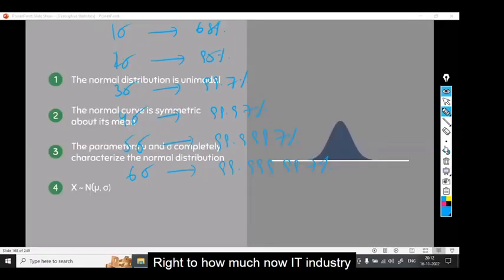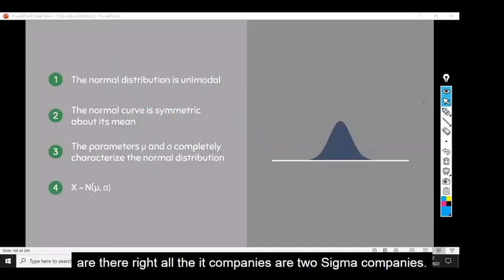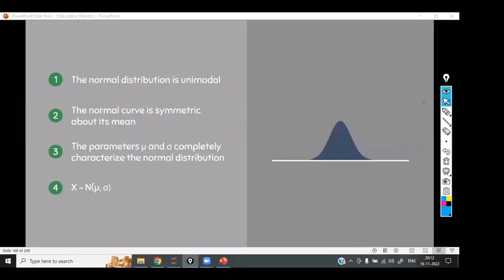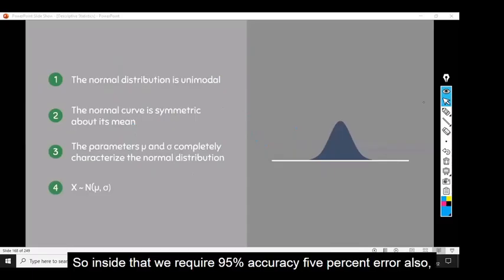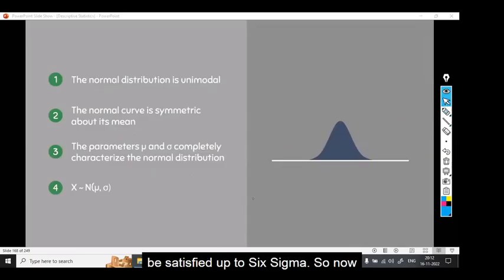Now in the IT industry, Infosys, Wipro, TCS and all the IT companies are Two Sigma companies. So there we require 95% accuracy, and 5% error is acceptable, right? We should satisfy 95% of the data, up to Six Sigma.